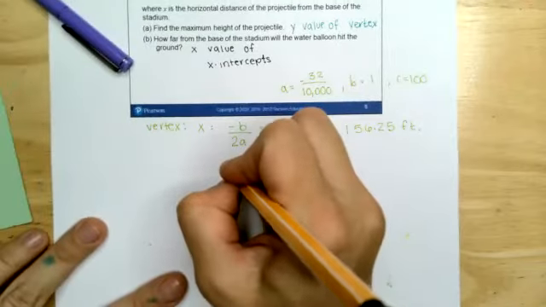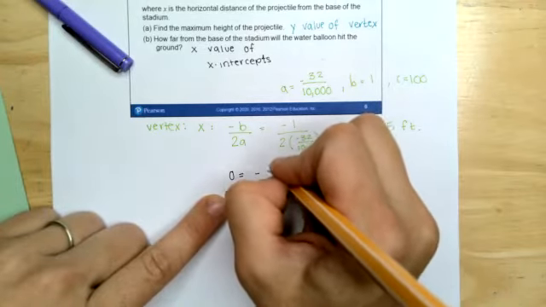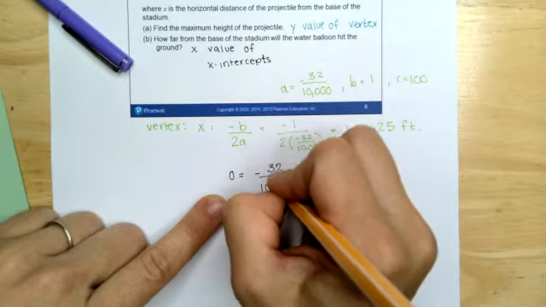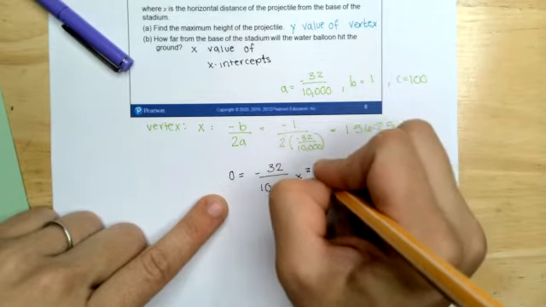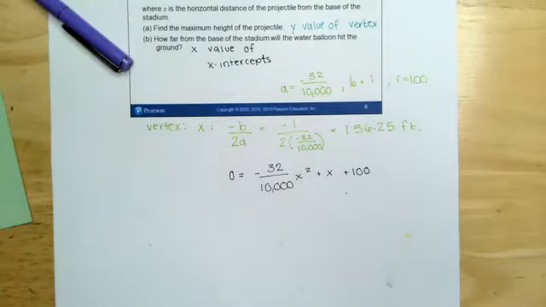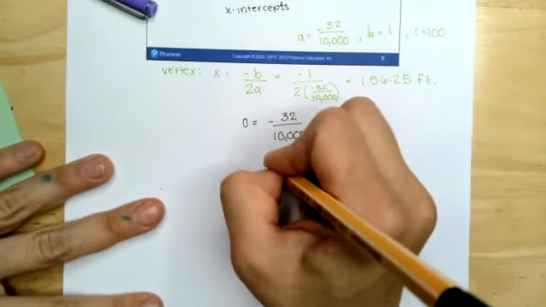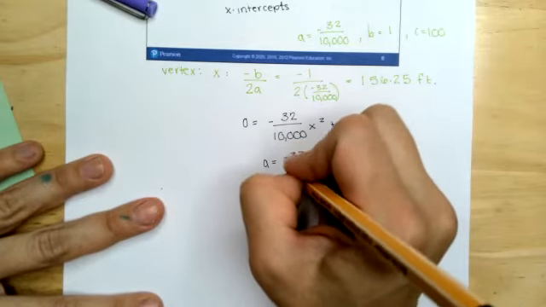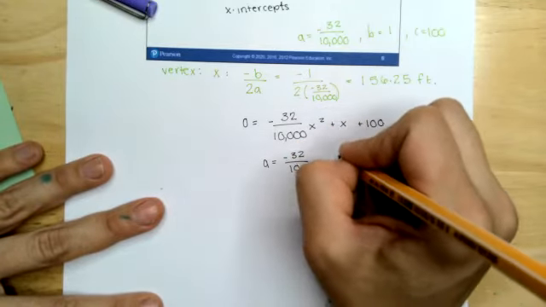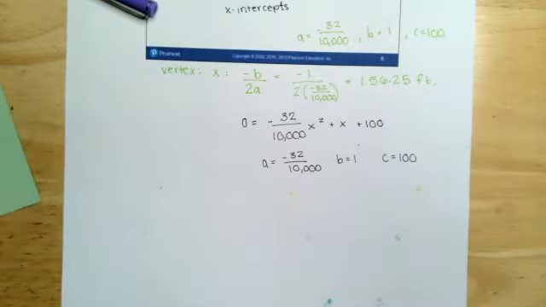So if we have, just like the last thing we did, 0 equals, and you can put it into a quadratic formula, right? And so we get A is, B is 1 and C is 100, or let me.